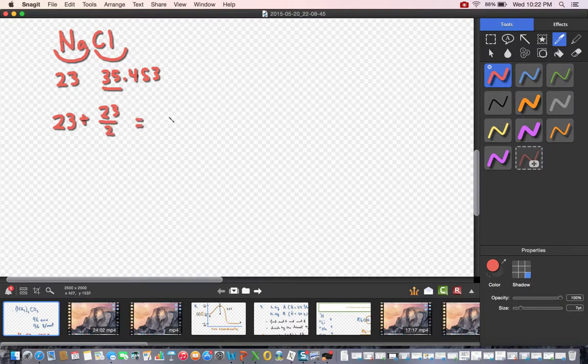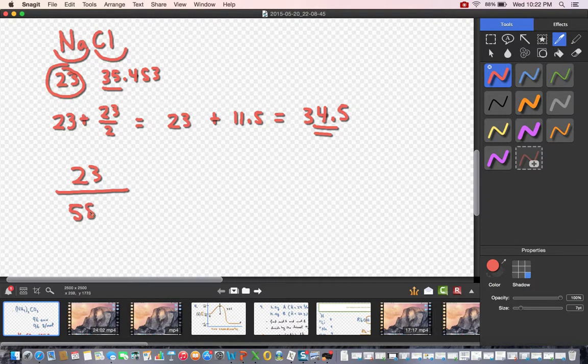So just hear me out on this. 23 plus 11.5 is 34.5. Meaning that when I have the mass of Cl, so when I look at 23 over the total mass, that is 58.453. It is 23 over 23 times 1.5.